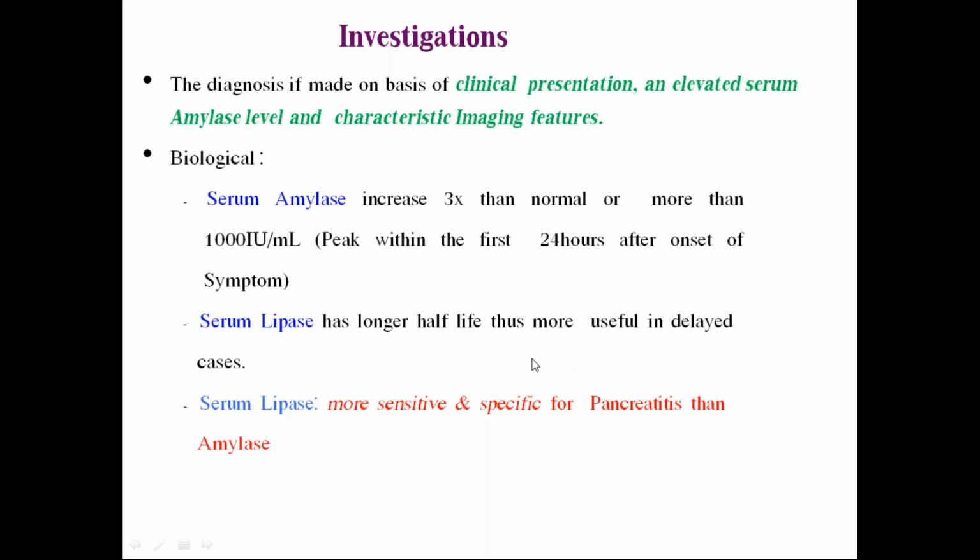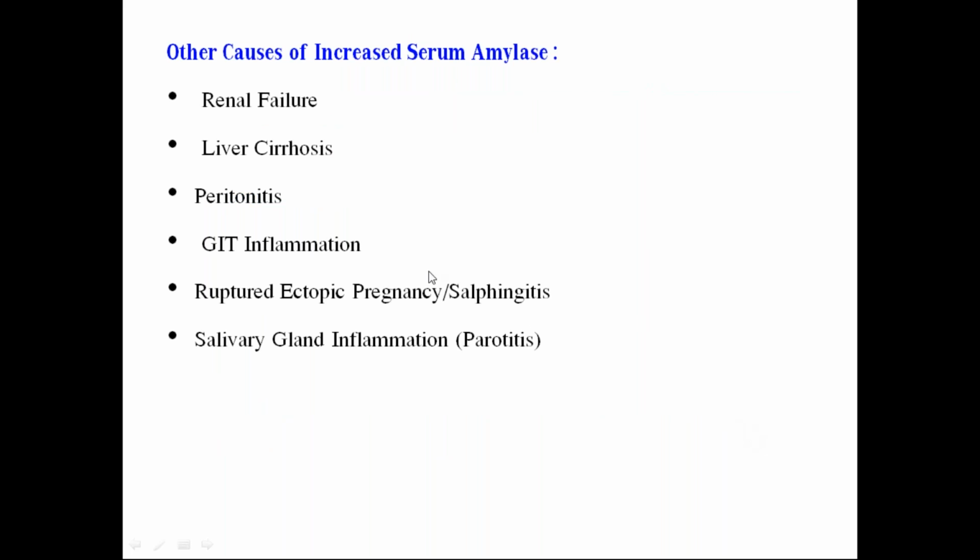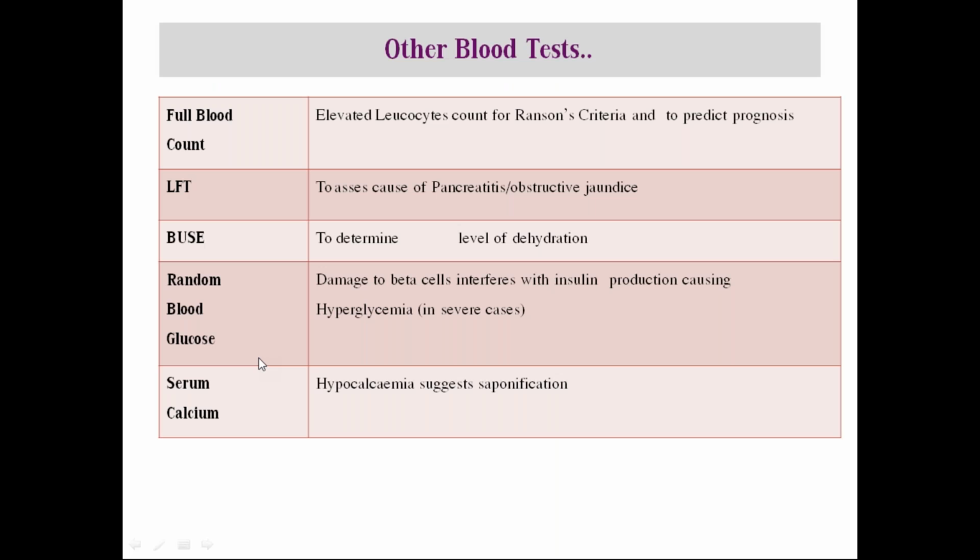And serum lipase has a longer life, so it is more useful in delayed cases. Lipase is more specific for pancreatitis than amylase. So renal failure, liver cirrhosis, hollow viscus perforation, inflammation of the GIT, rupture of ectopic pregnancy and salpingitis, and salivary gland inflammation like mumps, all these conditions can cause increased serum amylase. The salivary amylase is different from pancreatic amylase.